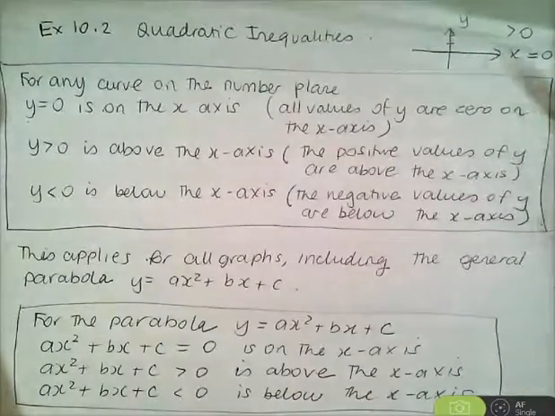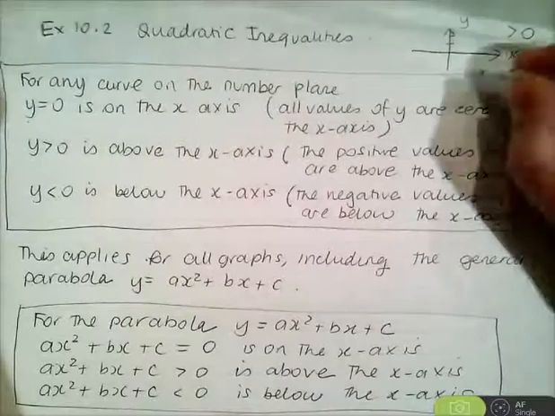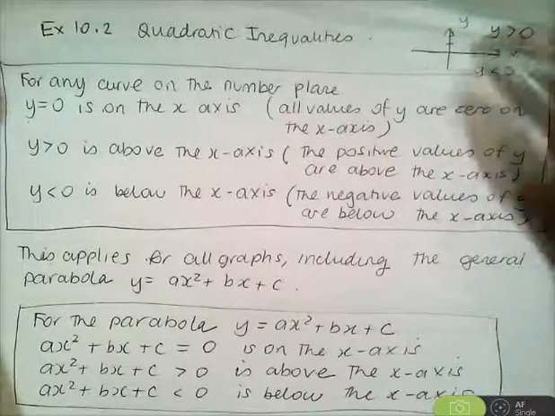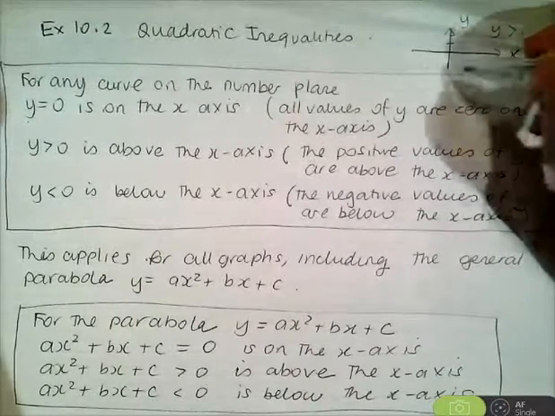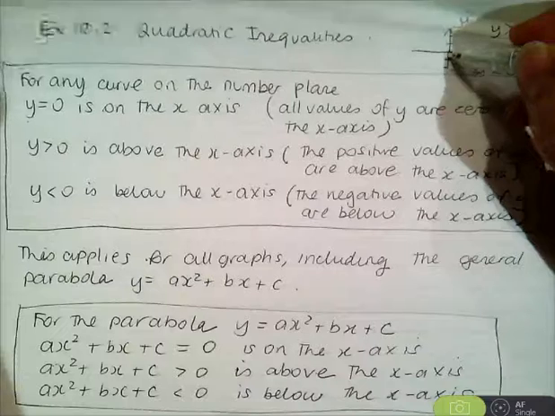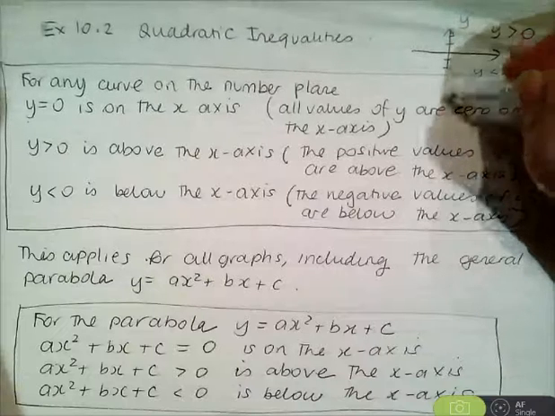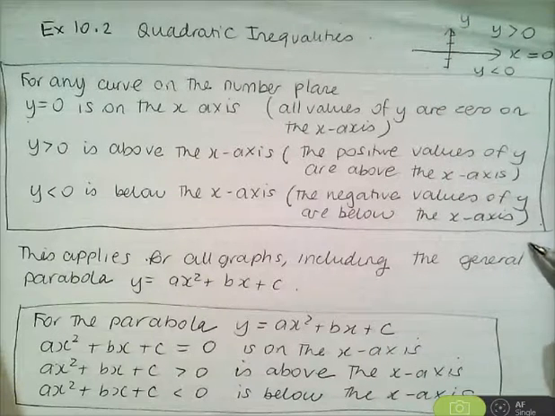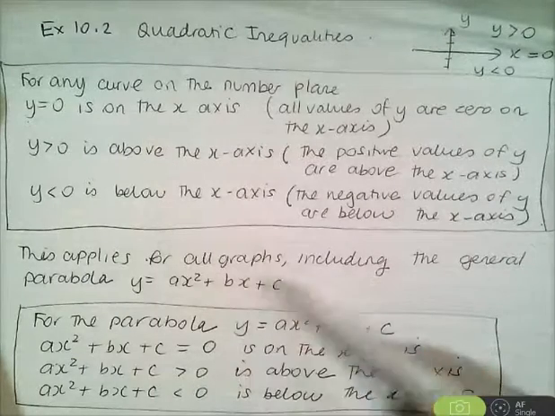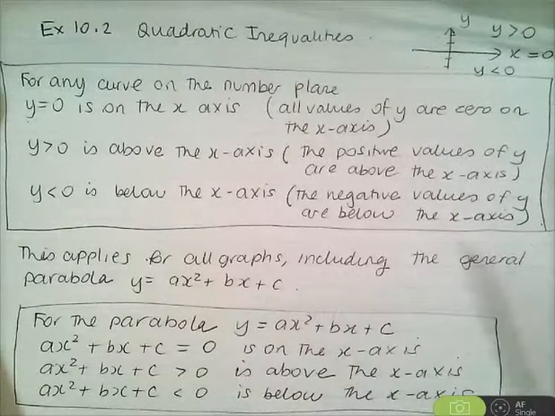And y less than 0 is below the x-axis, because all the negative values, if I look at these values of y down here, would be -1, -2, etc. So the negative values of y are always below the x-axis. Now, of course, this applies for any graph that we might draw, including the general parabola, y equals ax squared plus bx plus c.